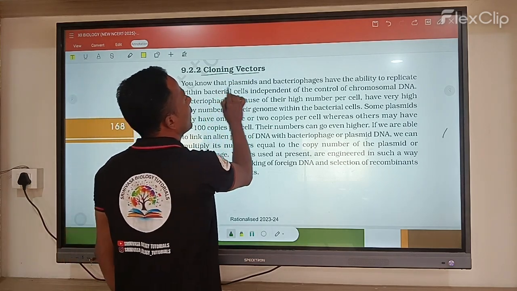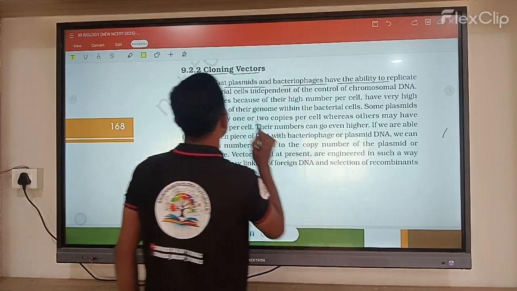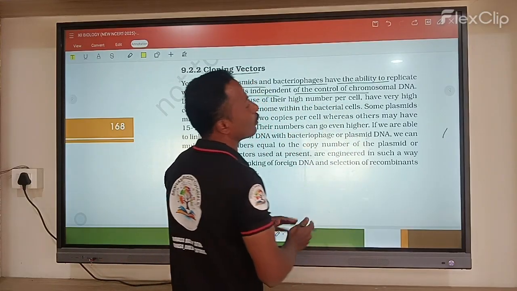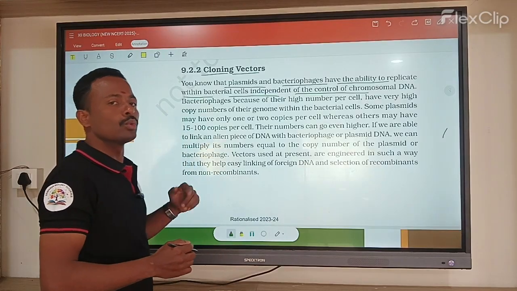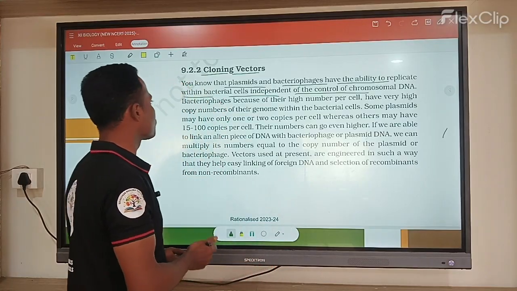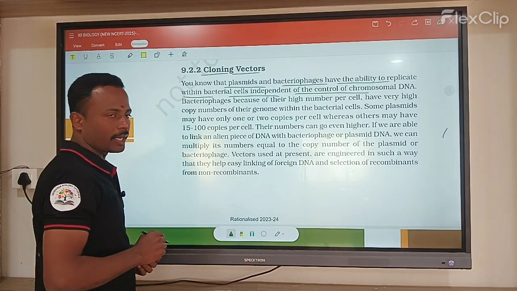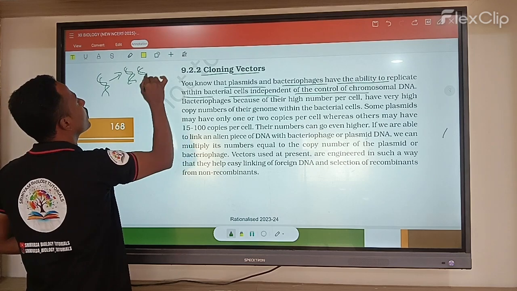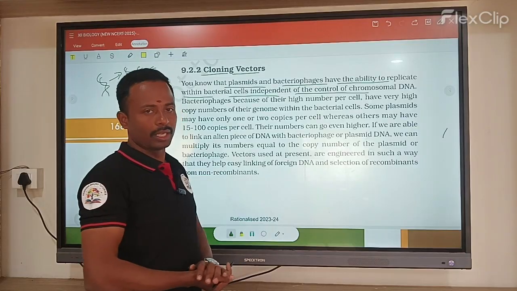Plasmids and bacteriophages have the ability to replicate within the bacterial cell, independent of the control of chromosomal DNA. So plasmids have the ability to produce multiple copies. For example, if there is only one DNA fragment, how do multiple copies of it form? With the help of a vector.